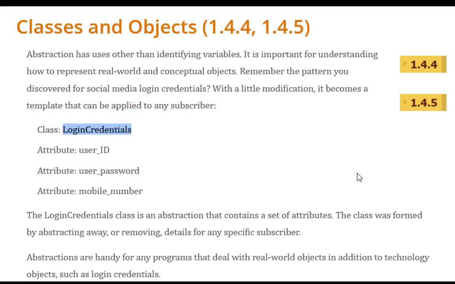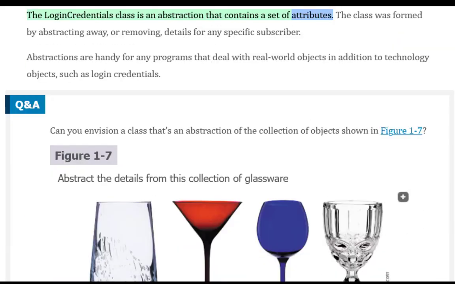Class: login credentials. Attribute: user ID. Attribute: user password. Attribute: mobile number. The login credentials class is an abstraction that contains a set of attributes. The class was formed by abstracting away, or removing, details for any specific subscriber. Abstractions are handy for any programs that deal with real-world objects in addition to technology objects, such as login credentials.